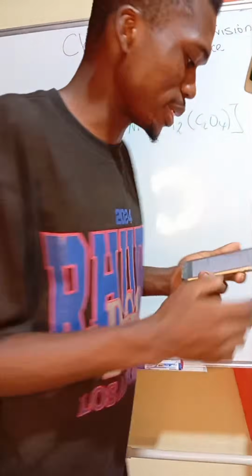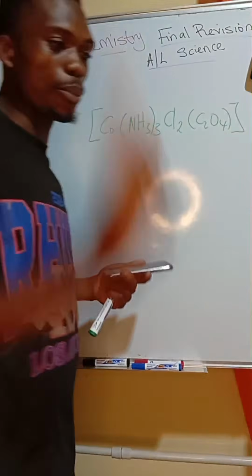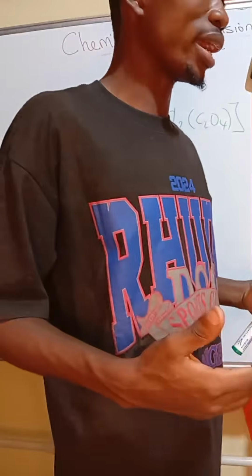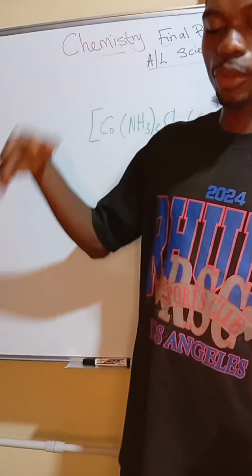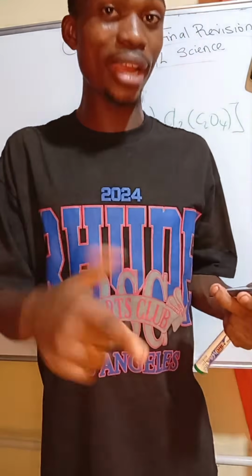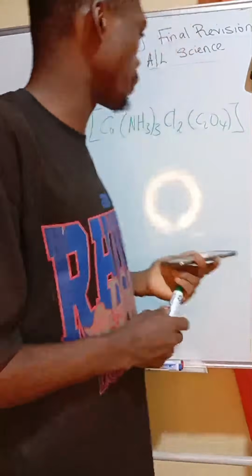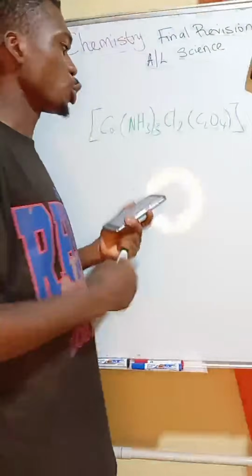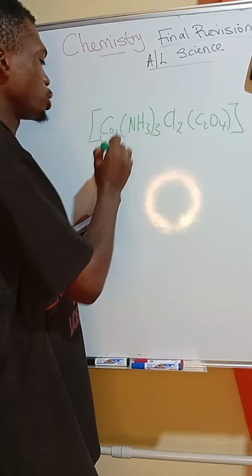How can we do this? It is very simple. It's not only in complexes that you have this. There are questions in organic chemistry and most times in physical chemistry where you need to find the oxidation state, and this is the method. You are looking for the oxidation number of cobalt, so you let the oxidation number of cobalt be X.